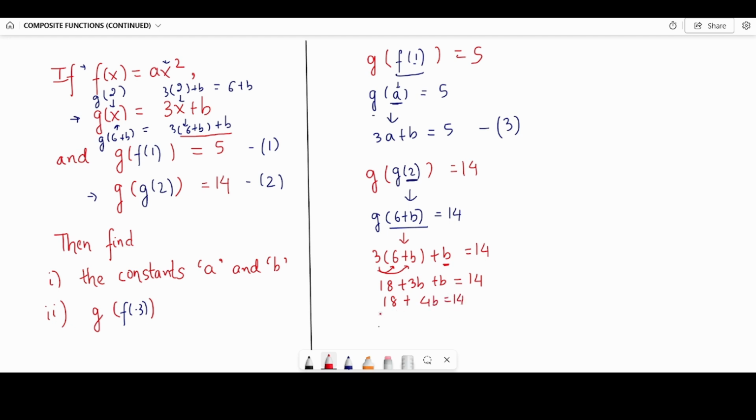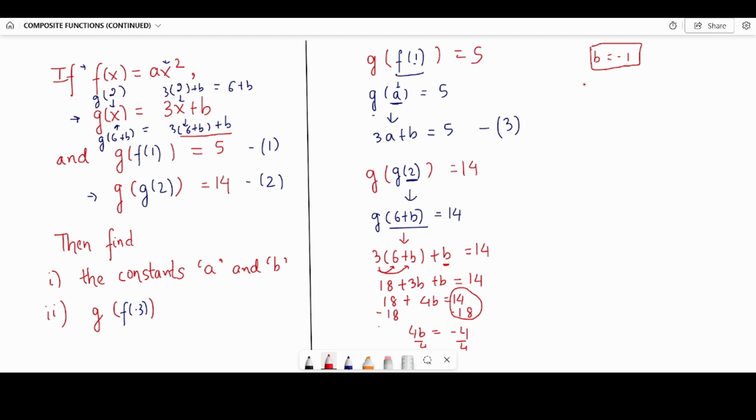Now to find the value of b, I will subtract 18 from both the sides. So then I will get 4b equals 14 minus 18, that is equal to negative 4. And when I will further solve this by dividing both sides by 4, we will get b equals negative 1. So we have found the value of one of the constants. So we know that b here is negative 1, and now we have to find the value of a.